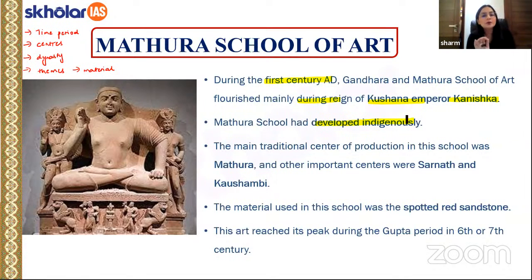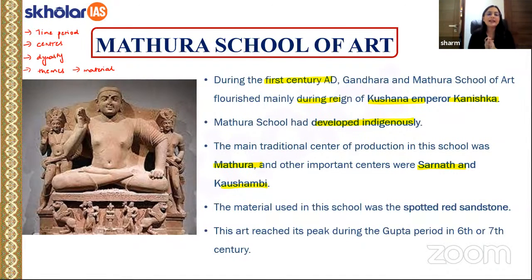Apart from that, students, now we are going to talk about the important centers of the Mathura School of Art. Now, the name of the school is itself suggestive that Mathura is the main traditional center of production with respect to these art forms. And apart from this, there were other important centers as well, such as Sarnath and Kaushambi. So the three important centers of Mathura School of Art include Mathura itself, then there is Sarnath, and then there is Kaushambi.